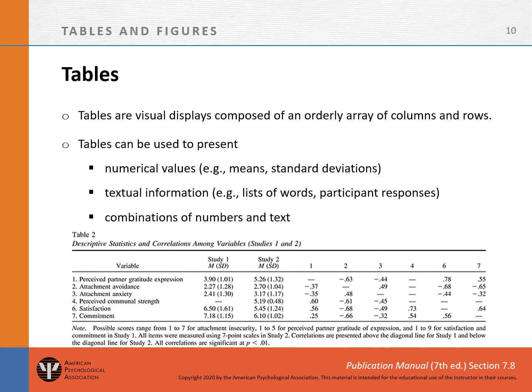So tables use arrays of columns and rows. Use tables for numerical values such as means and standard deviations. You can also use them for textual information such as words and participant responses. And you can use them for combinations of numbers and text, like shown in this example of Table 2.